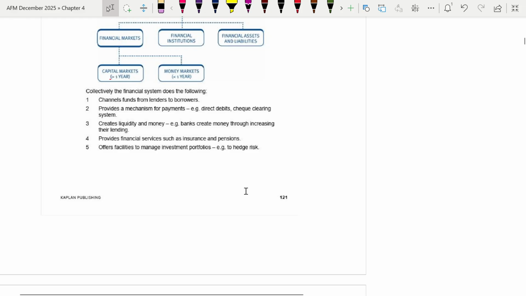When we do the things collectively, they have a function. It is a channel; it will channelize the funds. It provides payments. More importantly, it creates liquidity. That's very important. Banks create liquidity; banks create money through lending. The more the lending, the more the liquidity. It also provides financial services.